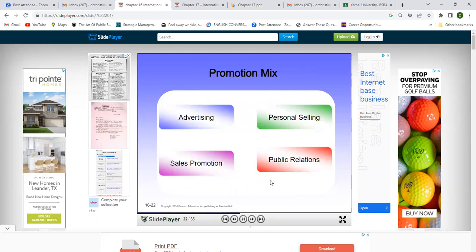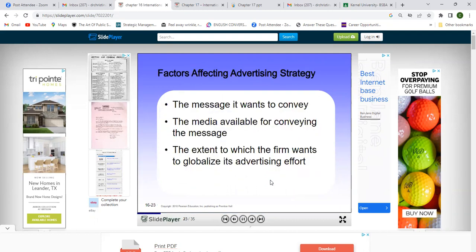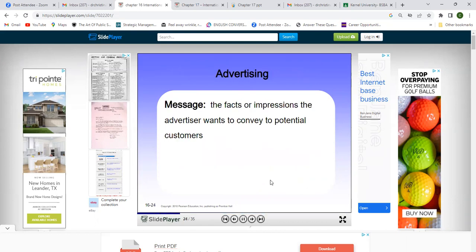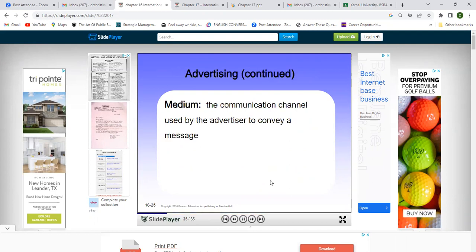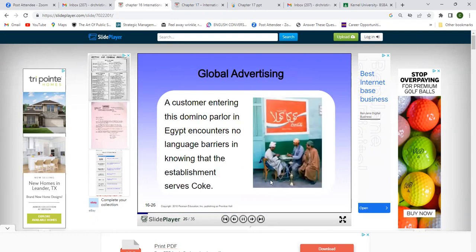Promotion is advertising, personal selling, sales promotion, and public relations. Factors affecting the advertising strategy are the message it wants to convey, the media available for conveying the message, and the extent to which the firm wants to globalize the advertising. The message is the facts and impressions the advertiser wants to convey to a particular audience. The medium is the communication channel used by the advertiser.